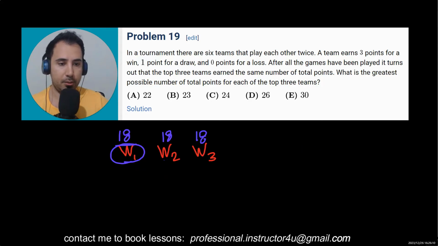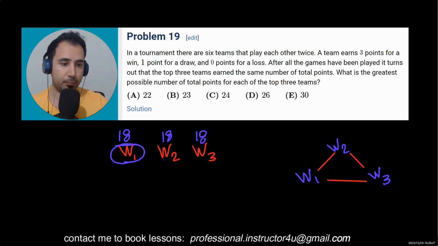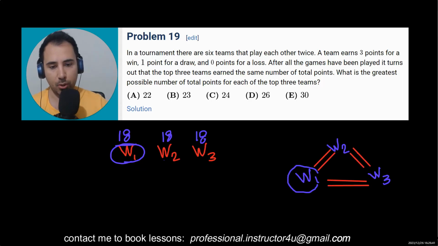So you imagine these teams, W1, W2, W3. Each line means a game. W1 and W2 play, these 2 play, these 2 play. That's going to be 1 game each. Now, 2 games with this, 2 games with this, 2 games with this. So if somebody asks you how many games W1 plays, the answer is 4: 2 with this, 2 with this.